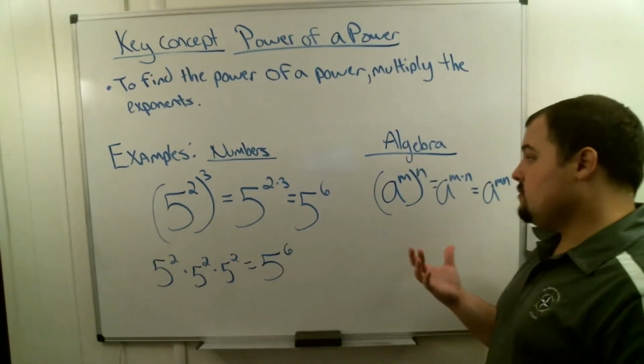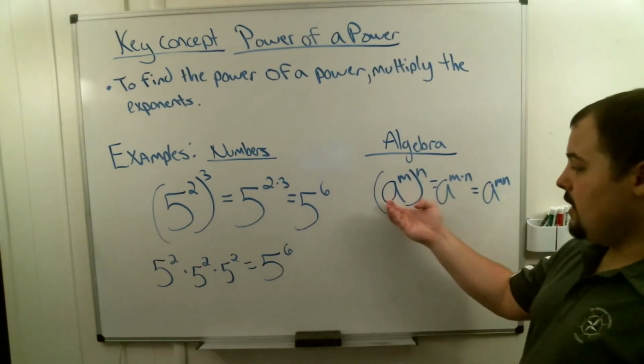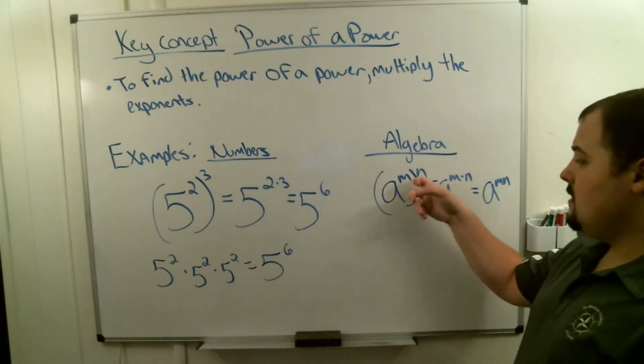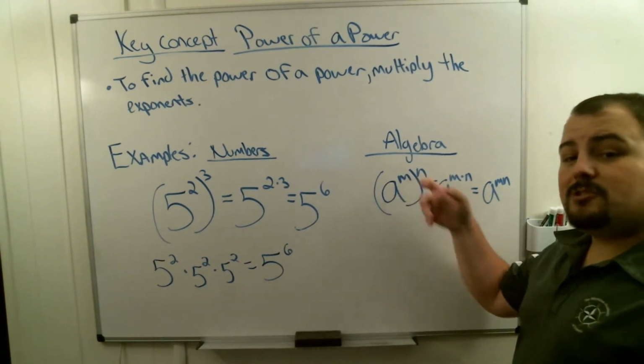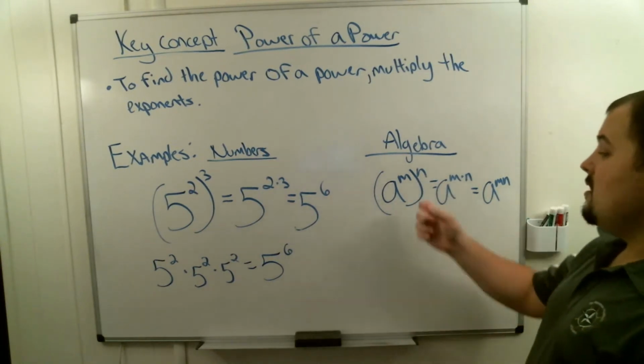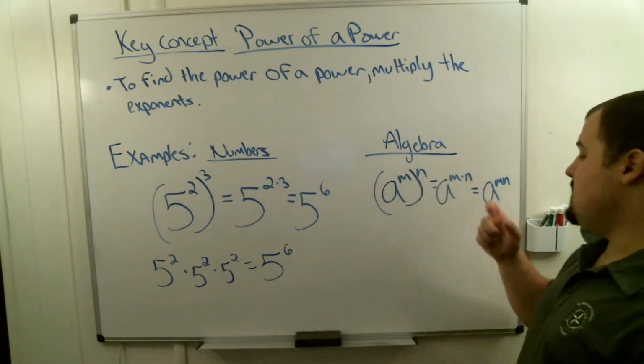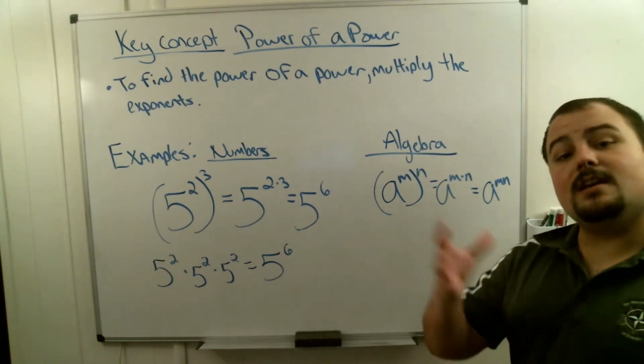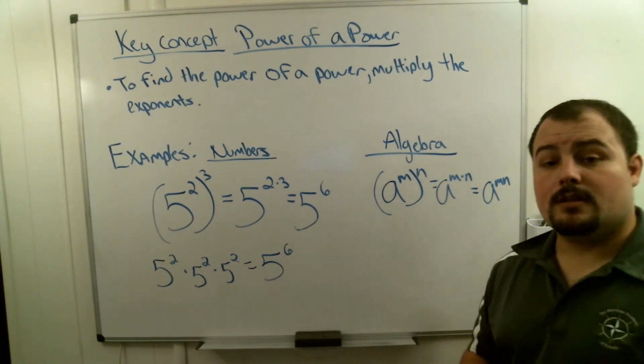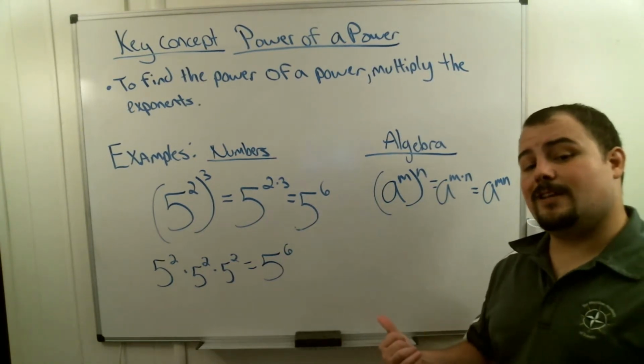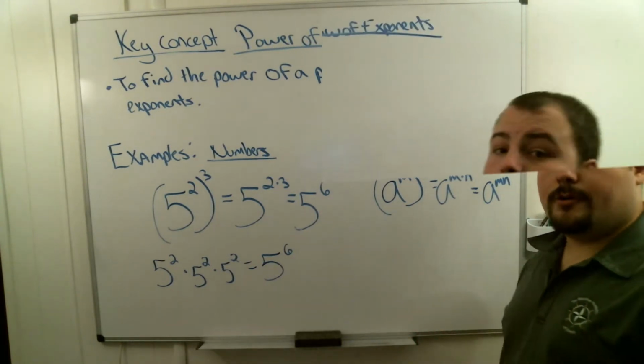The way it works in algebra is kind of the same deal. A variable a to the power of m, and the whole thing is going to the power of n, which means we see it n times. Well, all we've got to do is take m times n, and that will give us our total of a to the power of m times n. So let's practice this. Let's see if you guys can get it, and let's get going.